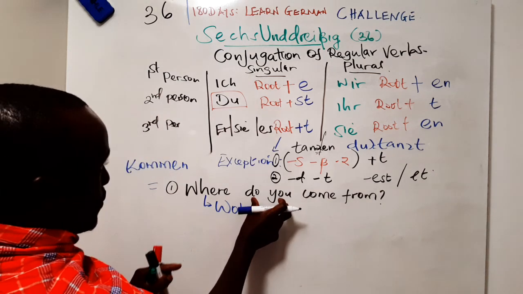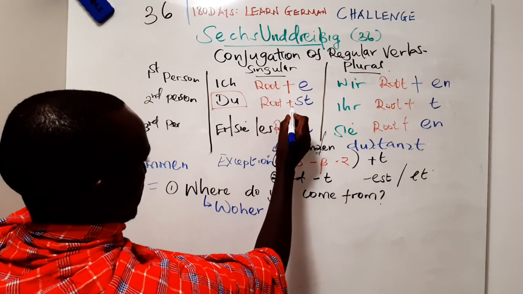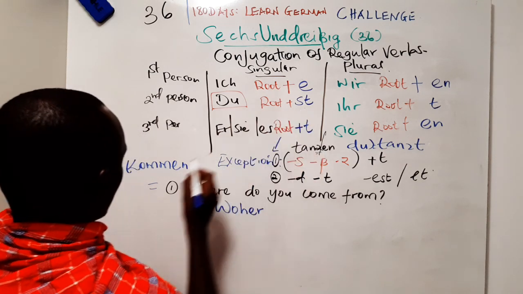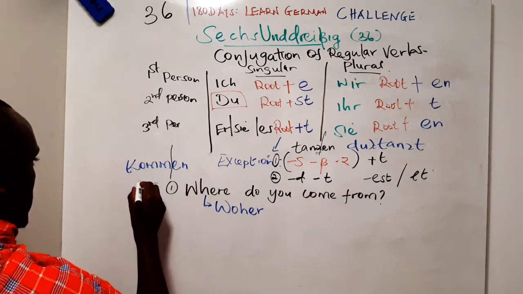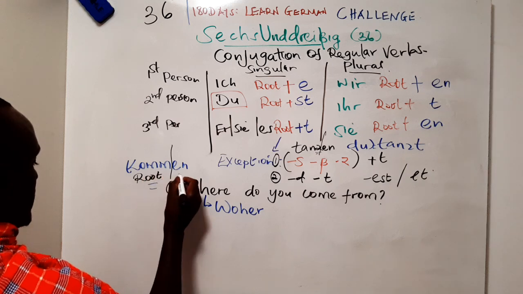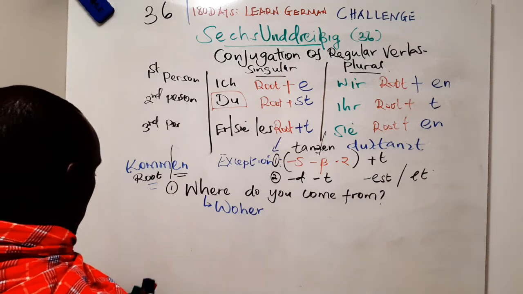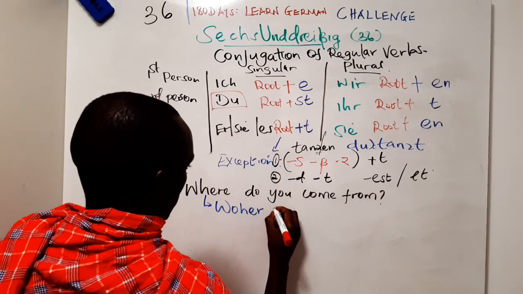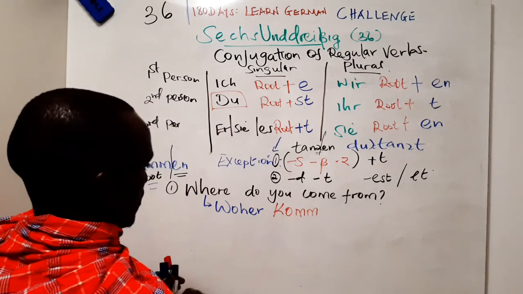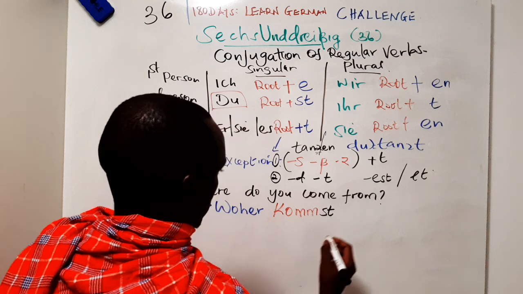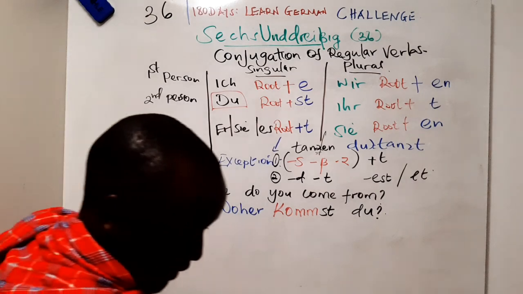Then because you is a second person singular, so it's st. So if this is the verb, the root will be here. So this is the root, and this is the ending of the verb. So woher kommst du. Okay. Another example.